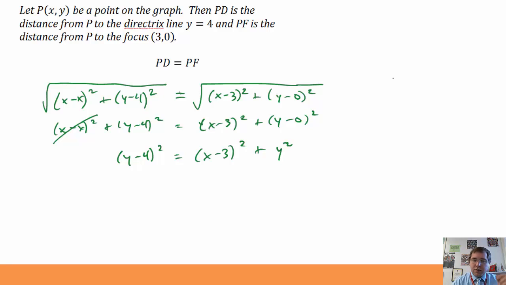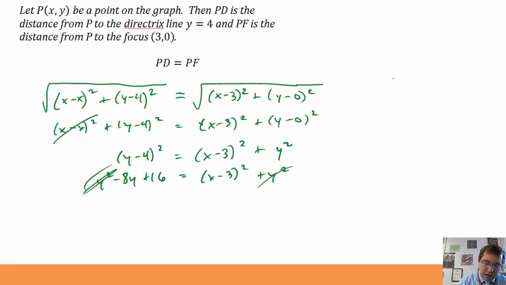Okay, I'm going to FOIL out the (y minus 4) squared, but I'm not going to FOIL out the (x minus 3) squared. So FOILing out (y minus 4) squared gives me y squared minus 8y plus 16. That equals (x minus 3) quantity squared plus y squared. And the reason I did that is because now I can cancel the y squared on both sides. I can subtract that off from both sides. So I've got negative 8y plus 16 equals (x minus 3) quantity squared.